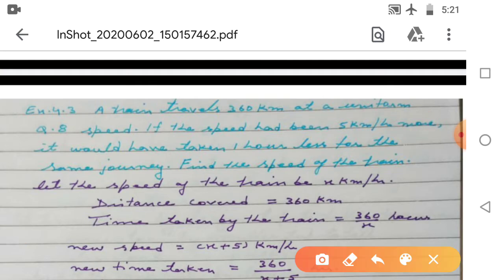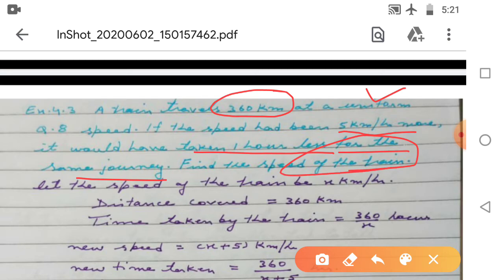Just look at it once again: a train travels 360 kilometer at a given speed. So, the distance covered by the train is 360 kilometer with the uniform speed. Now, if the speed had been 5 kilometer per hour more, we have to add 5 kilometers to the initial speed, and the time taken will obviously be 1 hour less as compared to the initial timings. So, find the speed of the train.